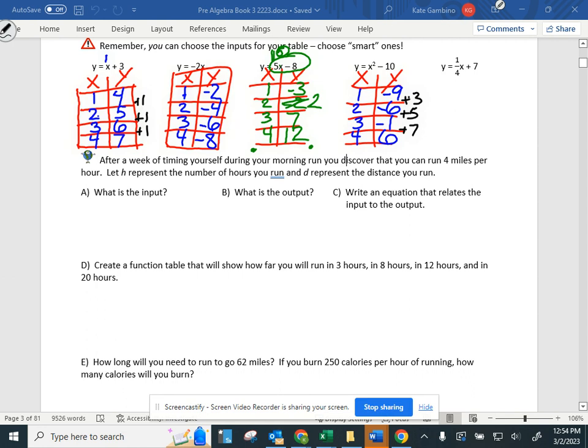Now the last one, somebody looked ahead and said, ooh, we've got fractions in here now. Now it gets a little more complicated. Now is when it becomes important to choose smart x's. What do you think would be a smart input if I'm multiplying by 1/4?